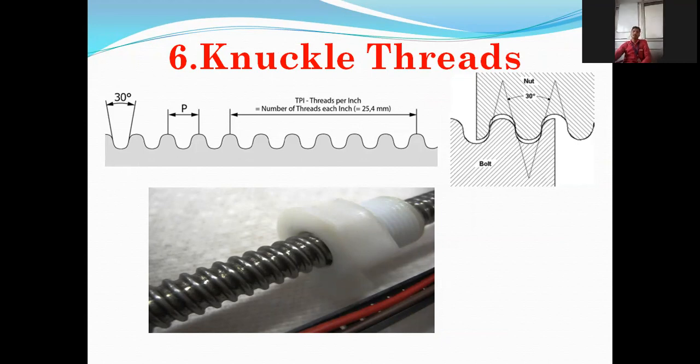Mainly it is used for plastic components and its profile is very smooth. What is the angle of knuckle thread? Many times it was asked in a university exam. One of the options will be 30 degree. So one of the options will be 30 degree, and mainly it is used for plastic components. Knuckle thread, plastic component.